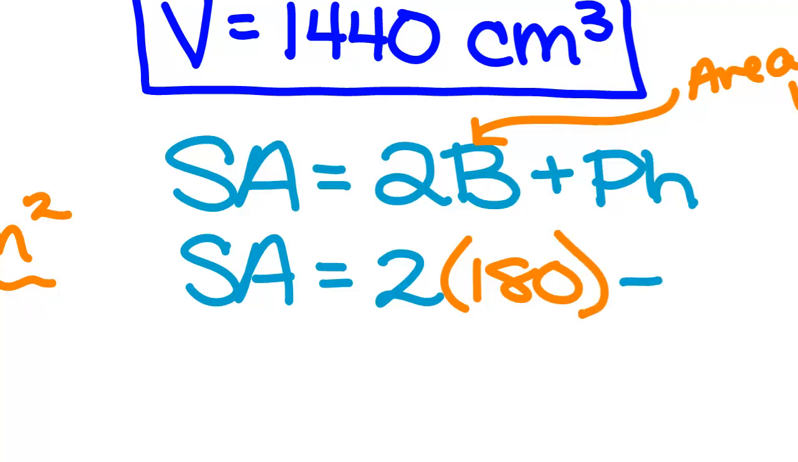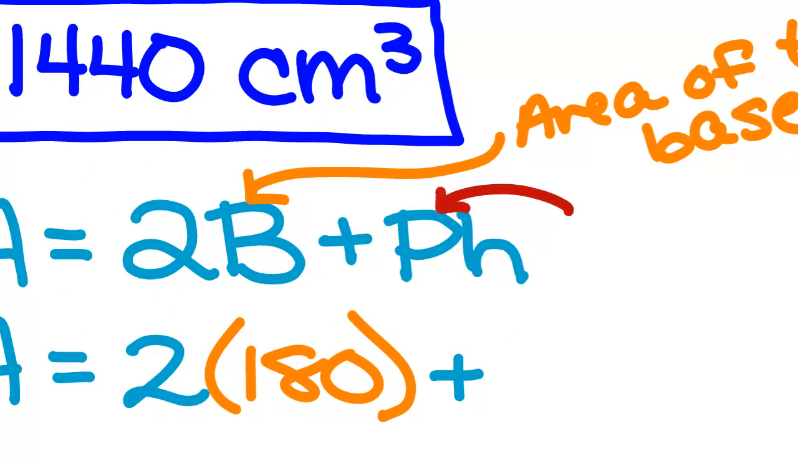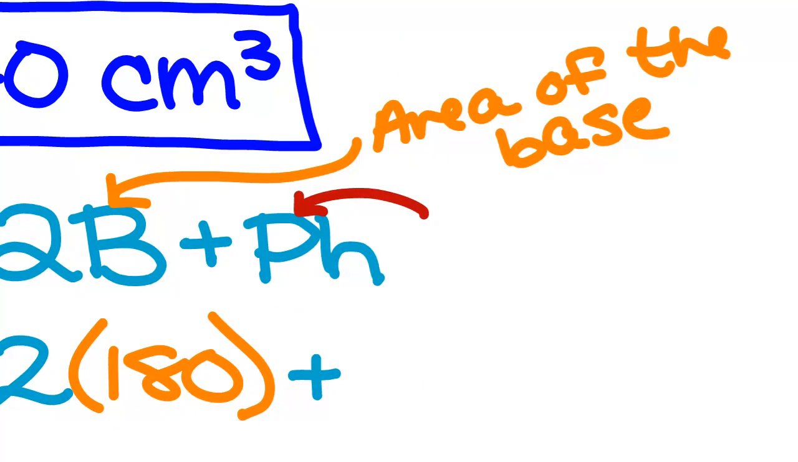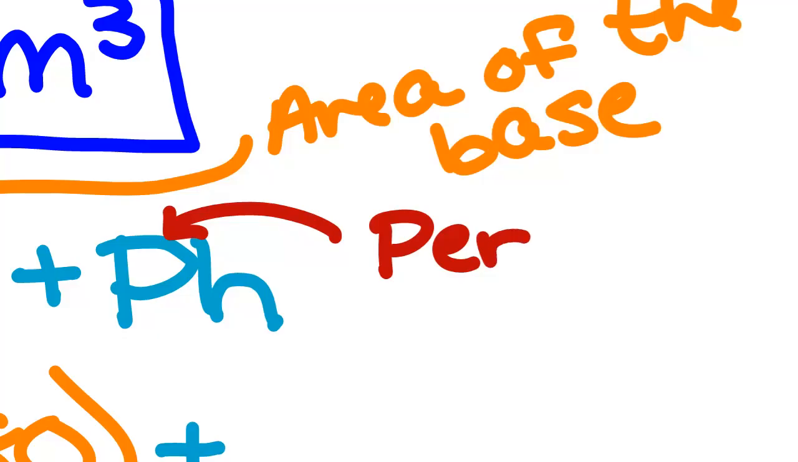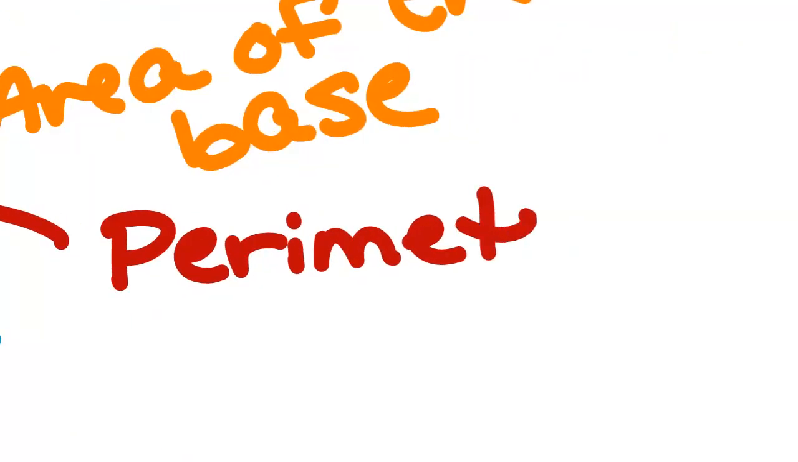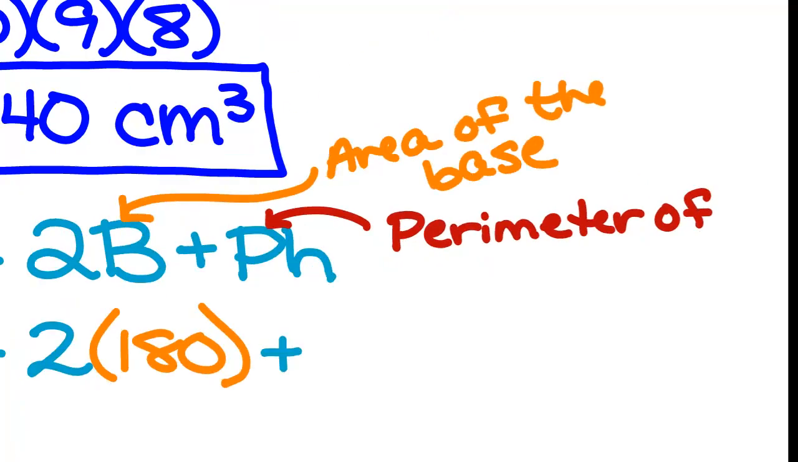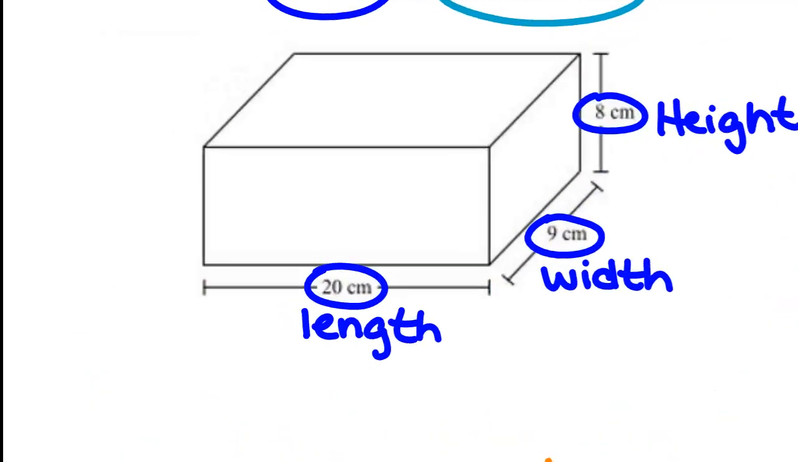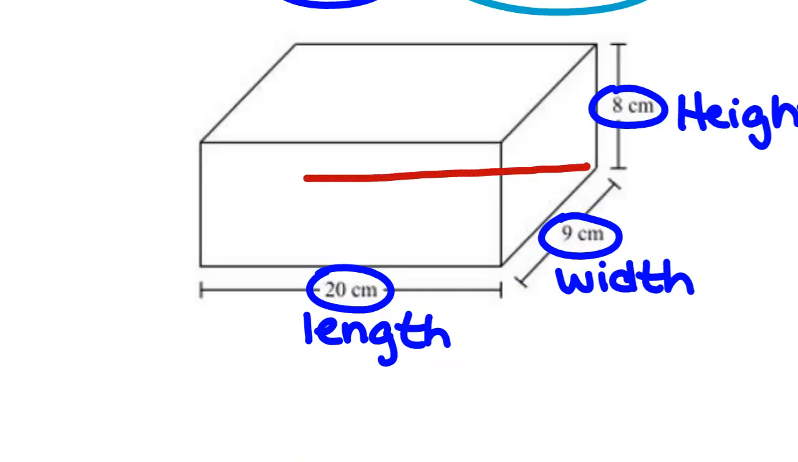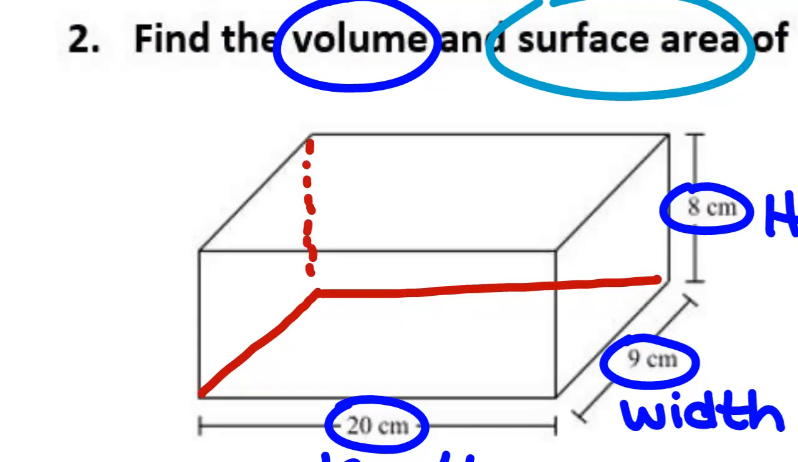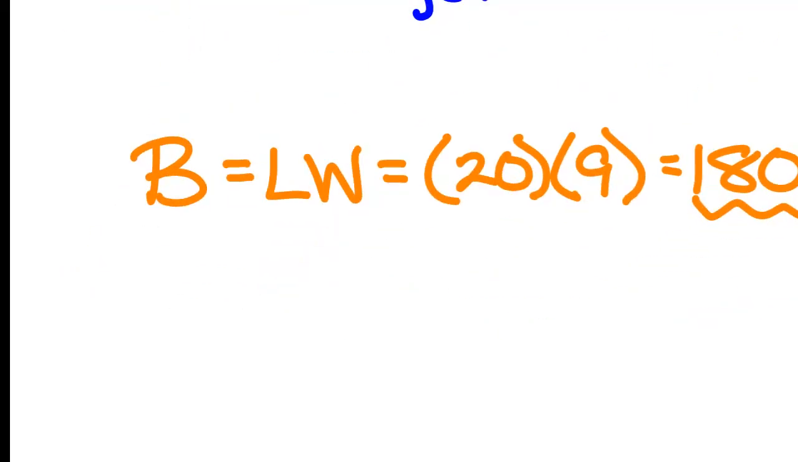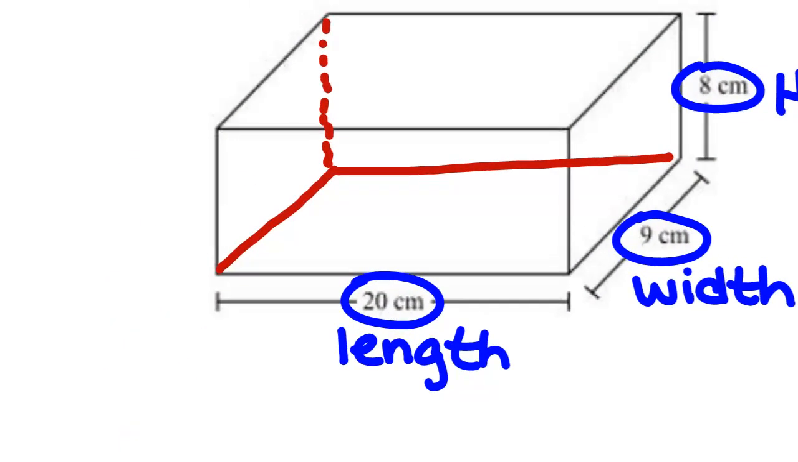plus, does anybody remember what the capital P stands for? Perimeter. Perimeter of what? Of the base of the prism, yes. This is the perimeter of the base. So the base would be down here. I'm going to draw in these sides that we can't see that are being covered up. Perimeter of the base, I need to add all the sides of the base. Well, how big are all the sides of the base?